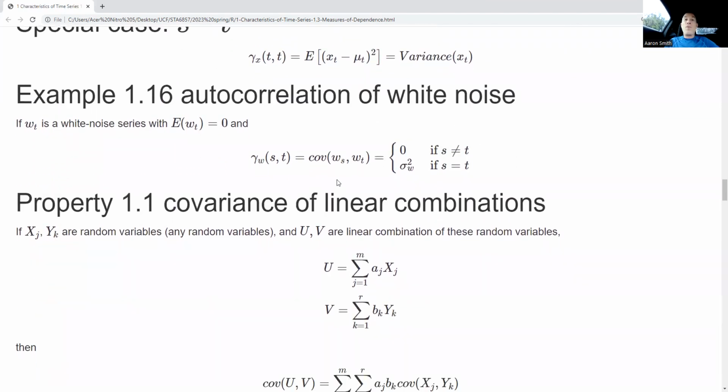So now let's take a look at the autocorrelation of white noise. All right, if we have a white noise time series with expected value of 0 for all points of time, then my covariance will be equal to 0 if I'm looking at two distinct points in time, but I'll get my variance of the time series if the 2 points in time are the same.